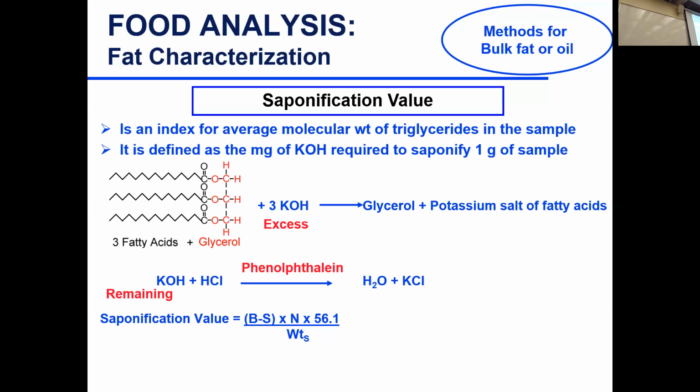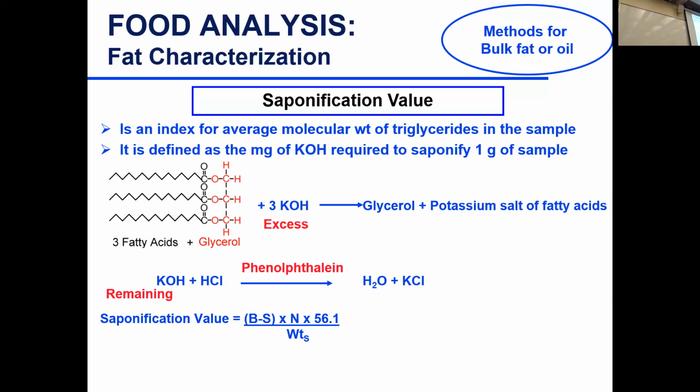Here's your triglyceride made up of 3 fatty acids and glycerol. And we saponify using an excess amount of an alkali, in this case, potassium hydroxide. So in the lab, you're going to be putting the fat sample, adding KOH, putting it on a hot plate, and using the reflux system to heat it for about half an hour or so to ensure saponification. That means de-esterification. So you're going to free the glycerol, and you're going to produce the salt of the fatty acid, potassium salt of fatty acid.